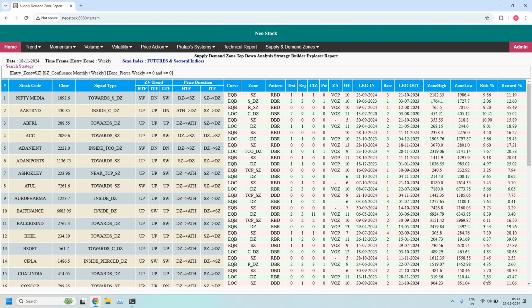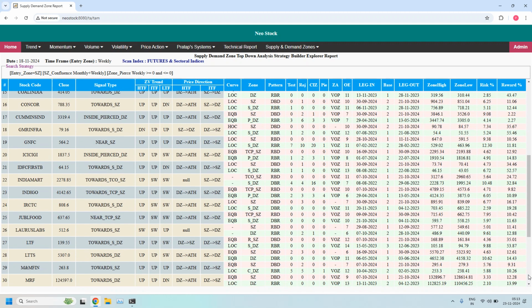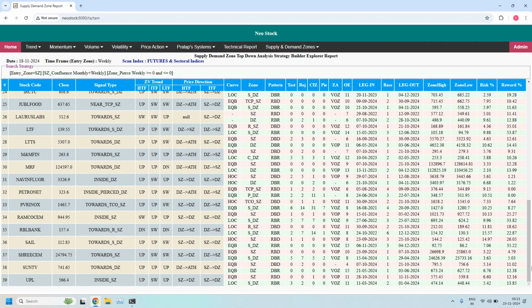With this filter, we got again a big list. I am scrolling the list down. These are the first 15 stocks, and the next up to 30 stocks. Scrolling the list down, so total 39 stocks are filtered.